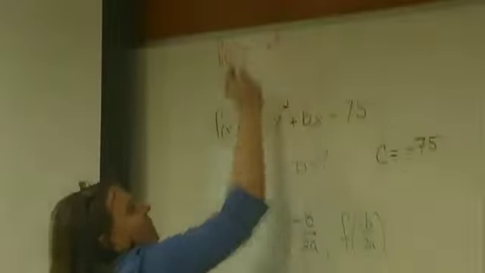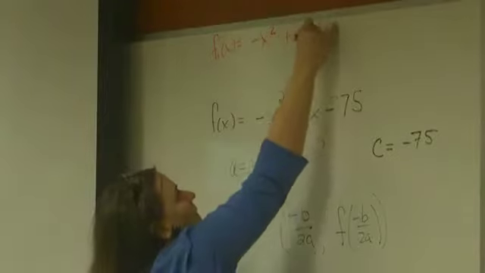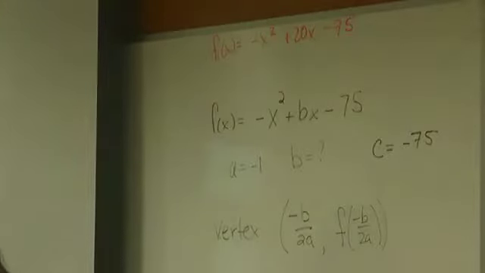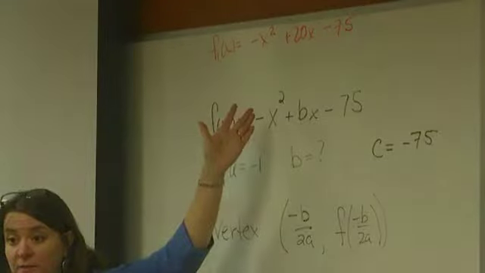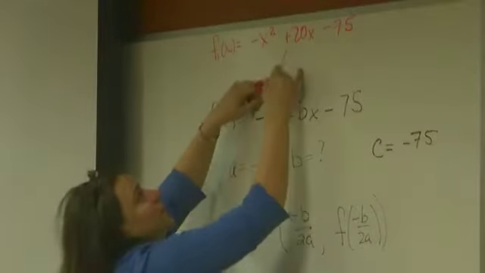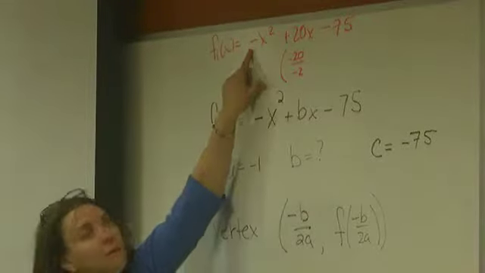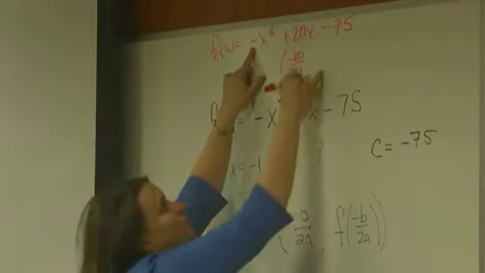First possibility is that B would be positive 20. Shall we see if we get the right maximum value? Maybe some of us could graph on our calculators. I think I'm going to just use the vertex formula again: opposite B over twice A. Opposite 20 over 2 times -1.